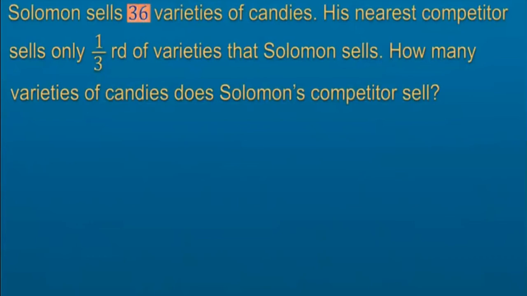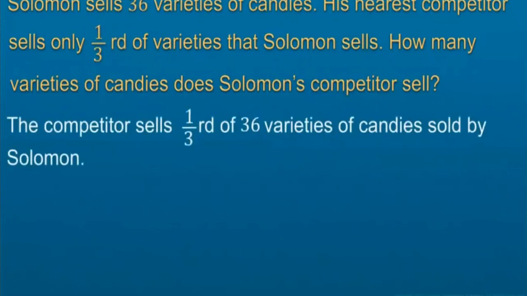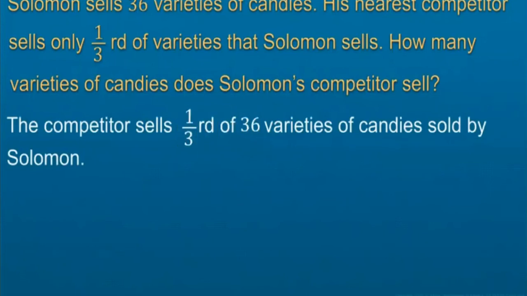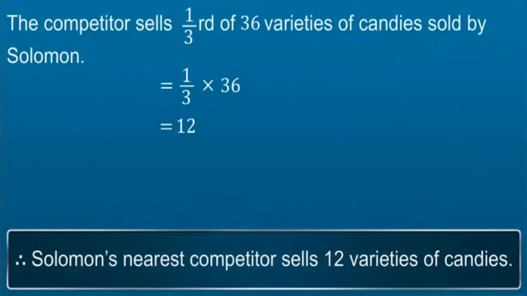Solomon sells 36 varieties of candies, and his nearest competitor sells only 1/3 of the varieties Solomon sells. Now, can you find out how many varieties of candies Solomon's competitor sells? The competitor sells 1/3 of the 36 varieties of candies sold by Solomon. Of is another word for multiplication. So we get 1 upon 3 multiplied by 36. On simplifying, we get 12. Therefore, Solomon's nearest competitor sells 12 varieties of candies.